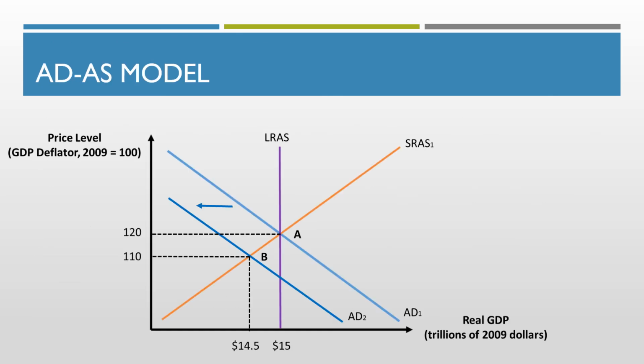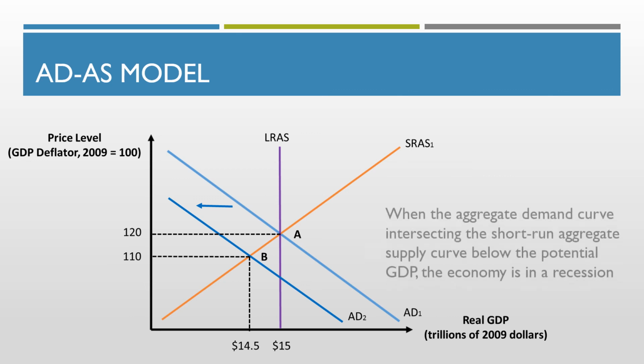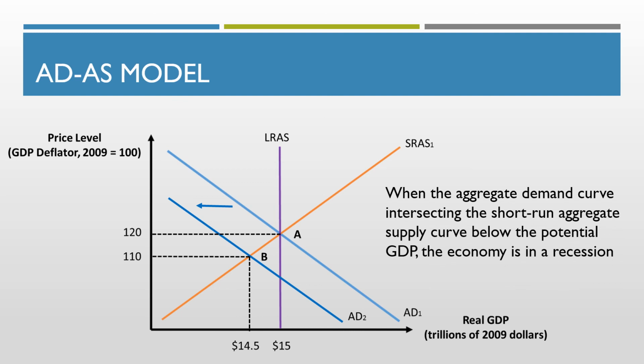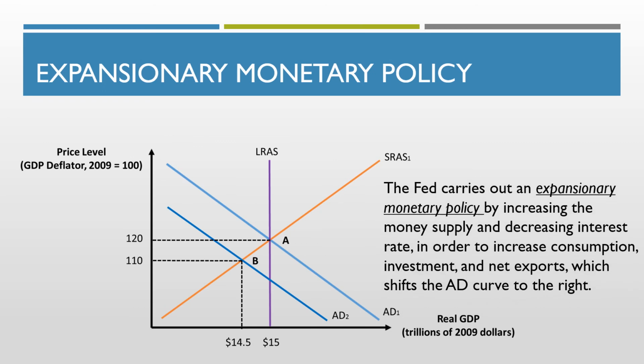In general, you can think about it this way: if we have a negative demand shock, we're moving from point A to point B in this model, where the economy is officially in a recession. How can monetary policy help to reduce this burden on the economy? Well, when the aggregate demand curve intersects the short-run aggregate supply curve below potential GDP, we know the economy is in a recession. In this case, we can have the Fed carry out what they call expansionary monetary policy.